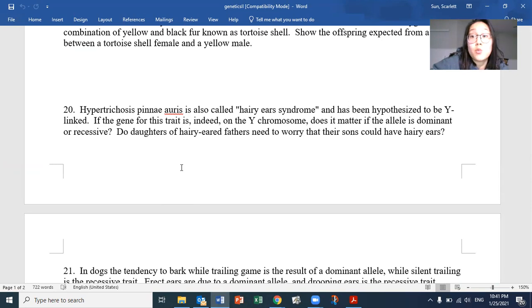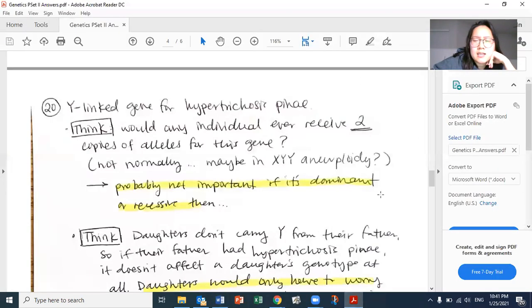But when it's actually on the Y chromosome, it's special, so we'll actually refer to it as Y-linked because those are pretty special cases. If the gene for the trait is indeed on the Y chromosome, does it matter if the allele is dominant or recessive? Do daughters of hairy-eared fathers need to worry about their sons if their sons could have hairy ears? So we're going to investigate this case because, again, it's kind of weird to think about. It's almost like talking about sex-linked dominant cases of genetic diseases, right?